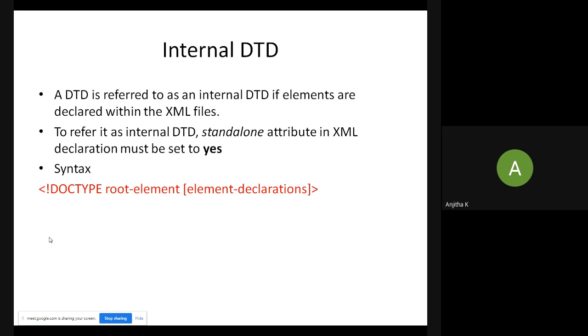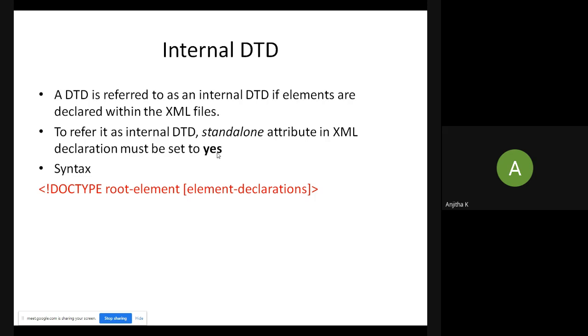So to show that it is an internal DTD, there is one attribute called standalone in XML. If you set that standalone attribute to yes, it means you are going to specify the internal DTD. You are creating an XML file and inside that XML file you are providing the definition also. Definition plus file together is internal, and to specify that it is internal we have to specify the standalone attribute value as yes.